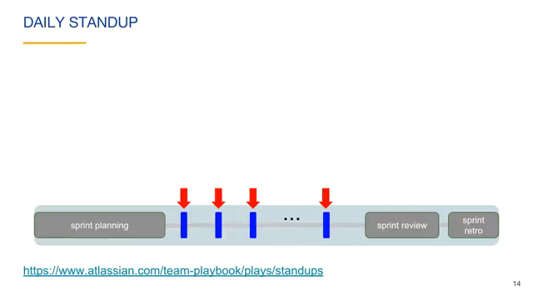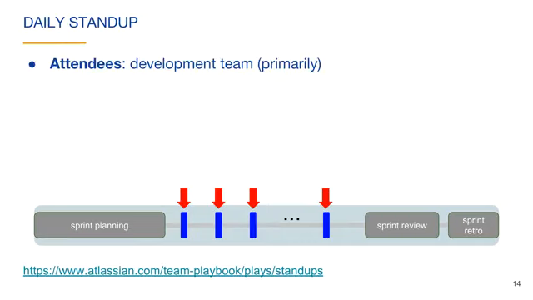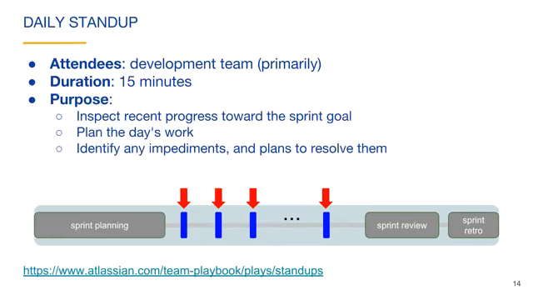The daily stand-up meeting is also called the daily Scrum. It is a planning meeting that occurs every day, and the participants usually stand as a reminder that it's a short meeting. The meeting usually takes place in the same location at the same time every day. The development team are the primary attendees for the daily stand-up. Others may attend the meetings but are usually asked to listen only. The meeting usually lasts 15 minutes or less.